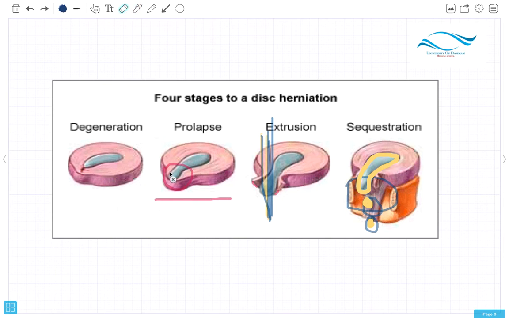Okay, to the stages or types of disc herniation. I'm sorry for these drawings.